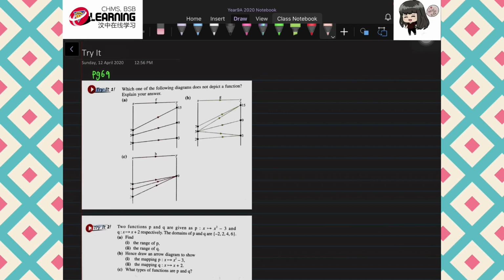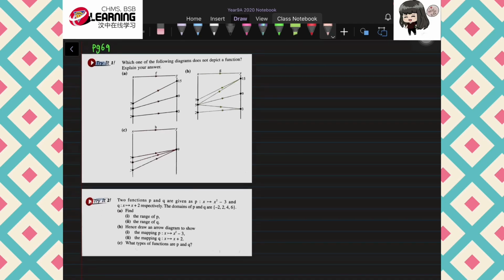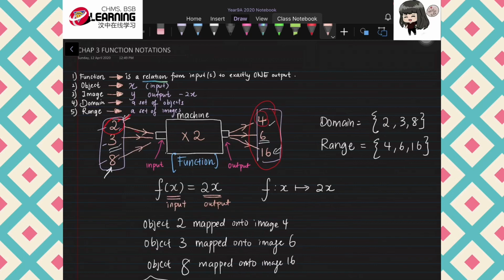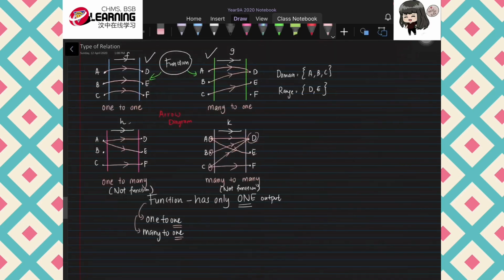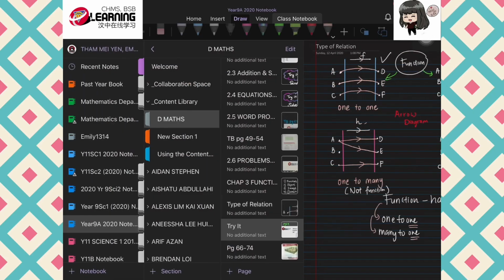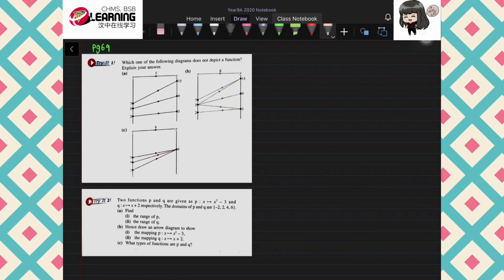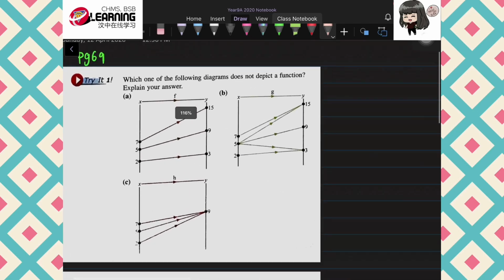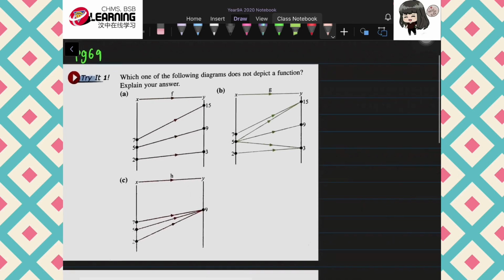Now we will go to try it 1 and try it 2. For today's lesson, it only covers until try it 2. So I've explained to you what functions are now, the types of relation, and which types of relation are called function. And now we go to try it. Okay, let's look at try it 1 at page 69. Which one of the following diagrams does not depict a function?